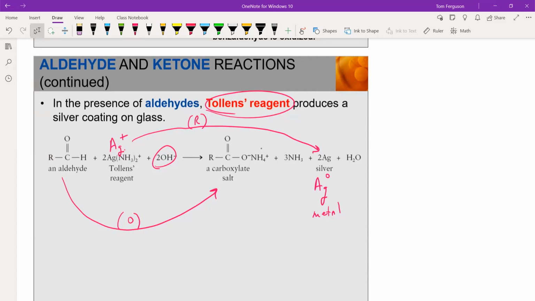Okay, let me give you an example. Oxidation reduction, Tollens reagent. Now, they frequently use this also with carbohydrates, because carbohydrates are aldehydes and sometimes ketones. So let's do a simple aldehyde.